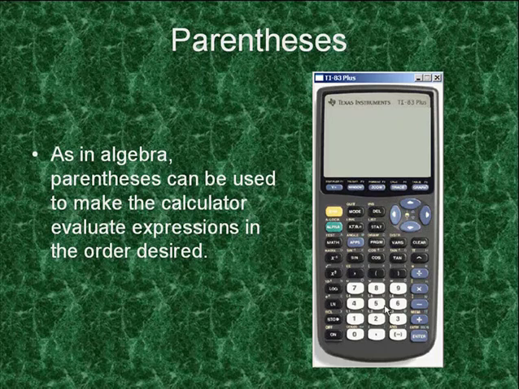The TI-83 and 84 calculators support the use of parentheses for complex expressions. For example, parentheses can be used to make additions be evaluated before multiplications. Parentheses can also be nested inside one another for especially complex expressions. The expression will be evaluated from the inside out.